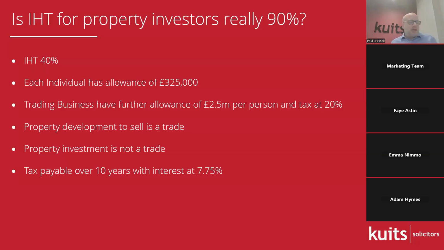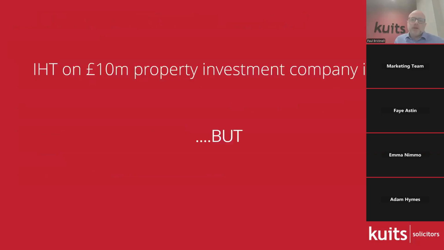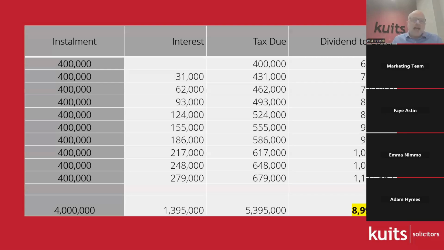So if we take a typical property investment company client with a property investment portfolio of £10 million in a company, equivalent next slide. So the headline rate would be 40% on that, would be a £4 million tax bill. And we're still £5 million short of where I say we are with 90%. But if we look at the next slide, it's not quite that simple.